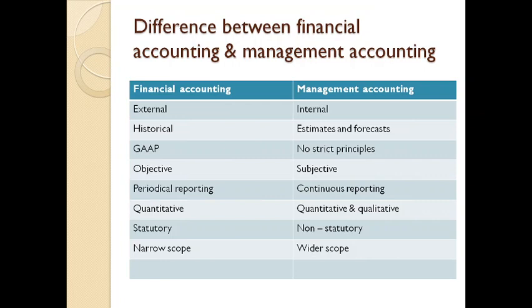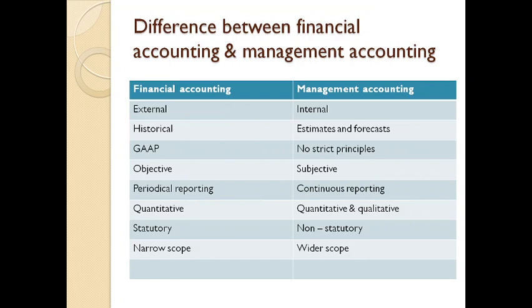Next one, nature of data used. Financial accounting only deals with monetary as well as financial information, whereas management accounting contains both financial and non-financial information. It is another version of quantitative and qualitative factors.